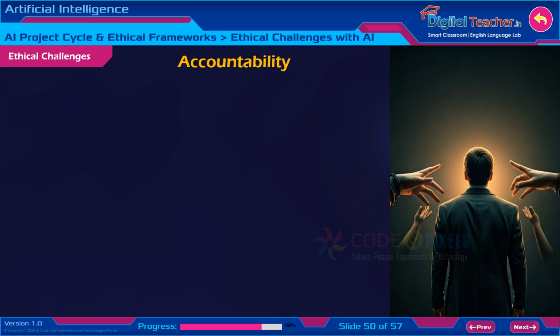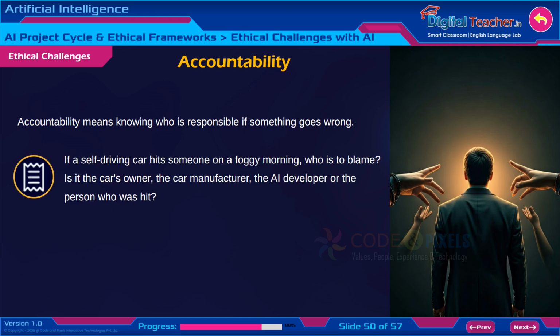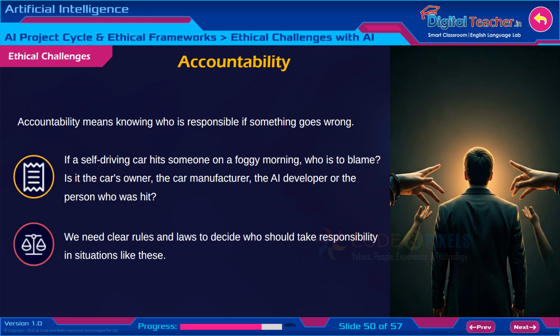Accountability. Accountability means knowing who is responsible if something goes wrong. If a self-driving car hits someone on a foggy morning, who is to blame? Is it the car's owner, the car manufacturer, the artificial intelligence developer, or the person who was hit? We need clear rules and laws to decide who should take responsibility in situations like these.